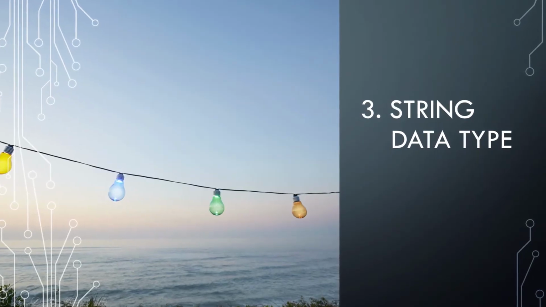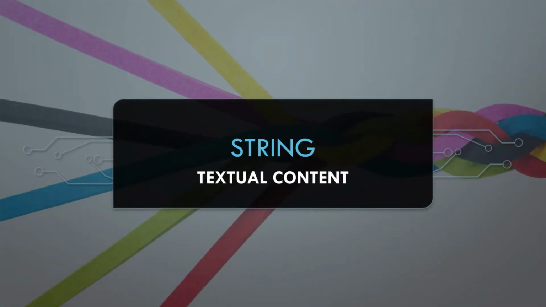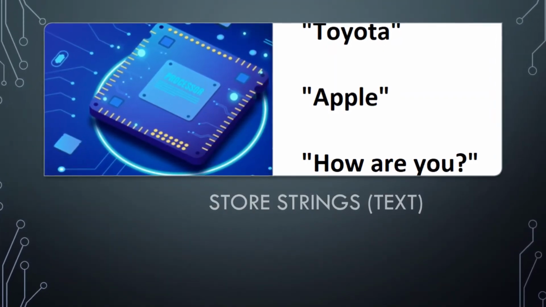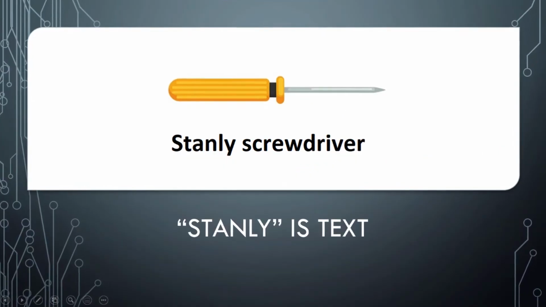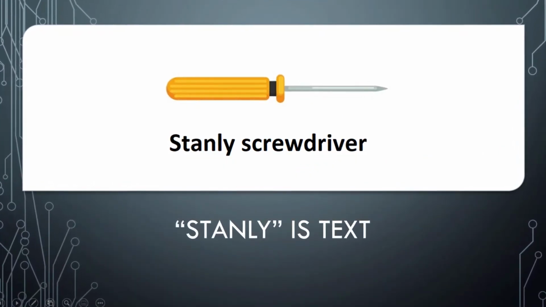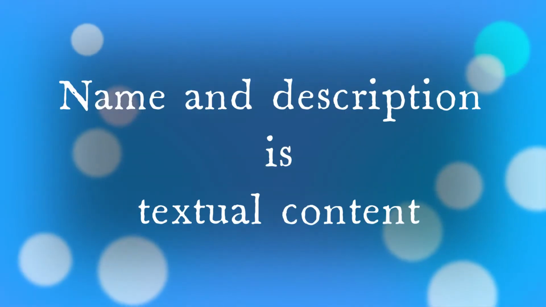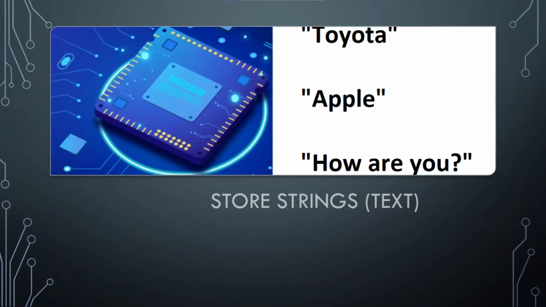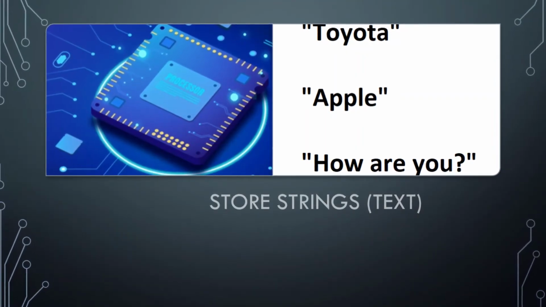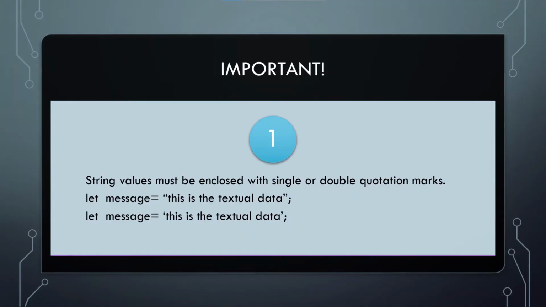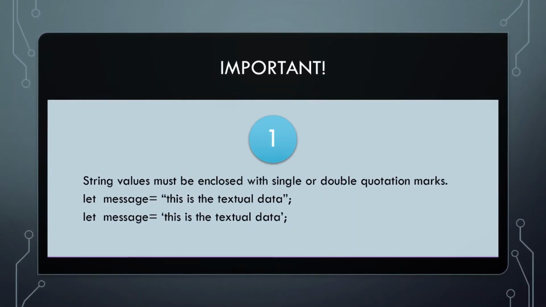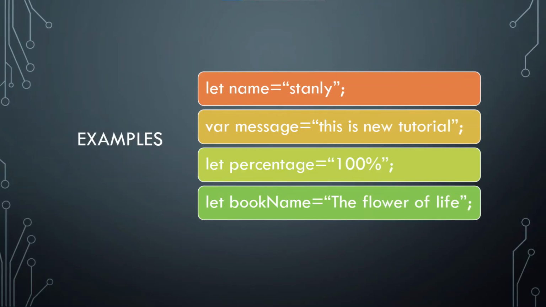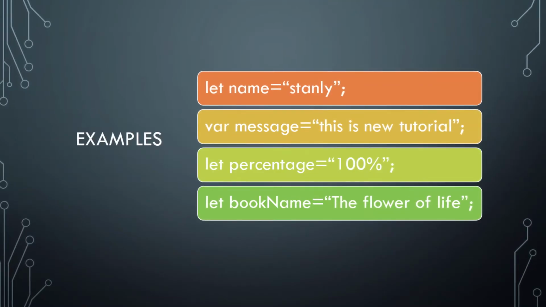The next data type is string. String means textual content, and for storing textual content, the string data type is used. For understanding this, suppose the name of a screwdriver is Stanley Screwdriver and it has some feature description written on it. Now the screwdriver's name or description is textual content, and for storing this textual content the string data type is used. String values must be enclosed in single or double quotation marks, like here the message variable's value is enclosed. Here are some examples of string data type.